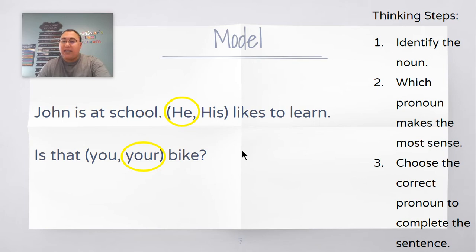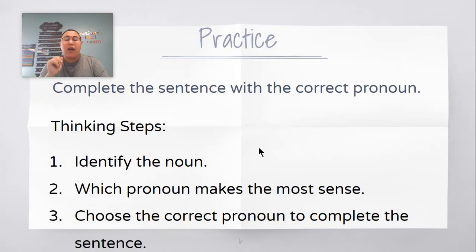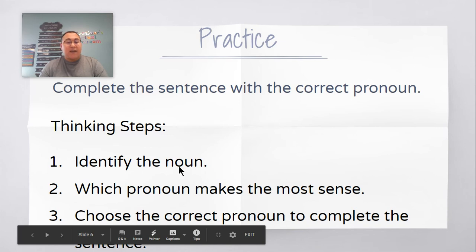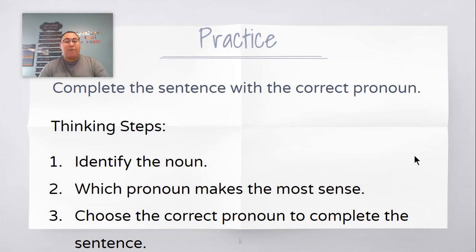You're going to get some practice in your Google form. And in your practice, what I want you to do is complete the sentence with the correct pronoun. So remember your thinking steps. Identify the noun, which pronoun makes the most sense, and then choose the correct pronoun to complete the sentence.